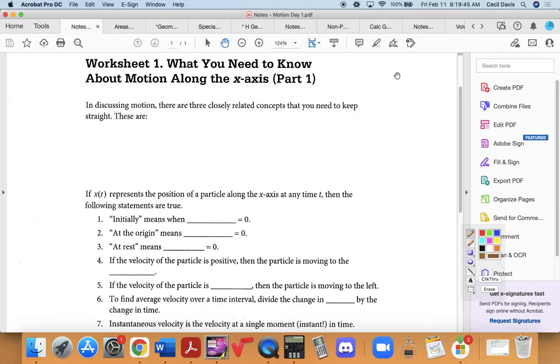Is this like physics, basically? Kind of, but not exactly the same thing.